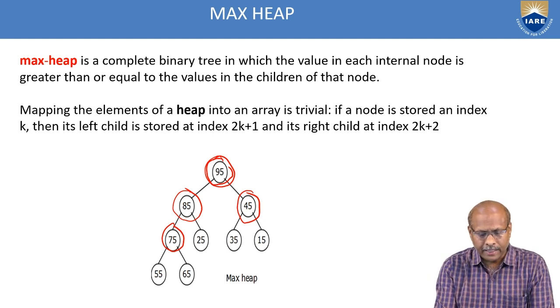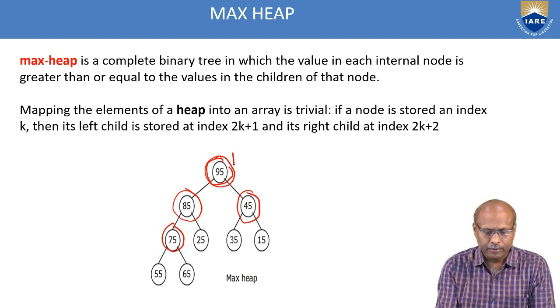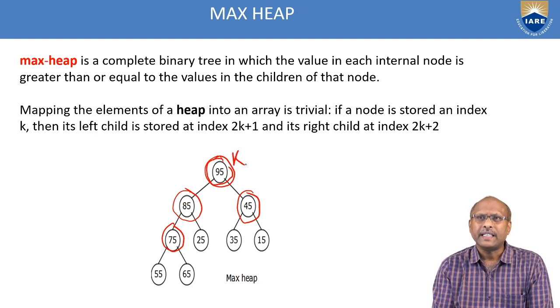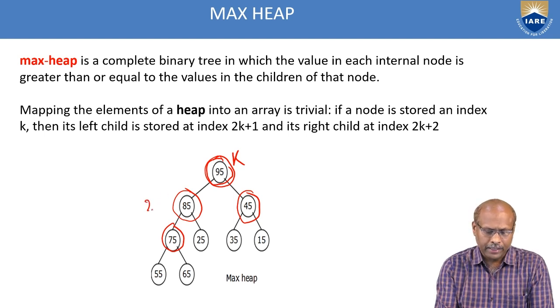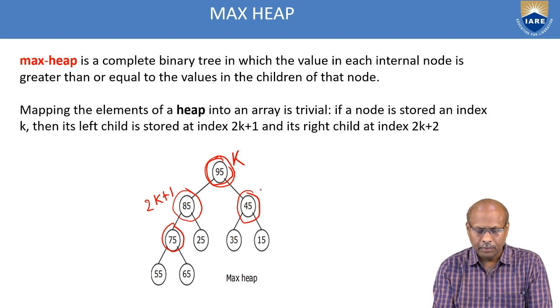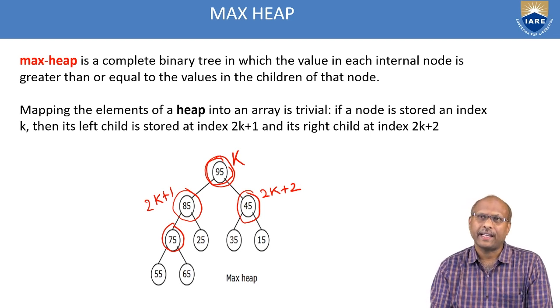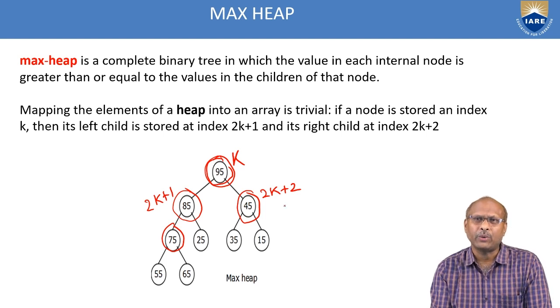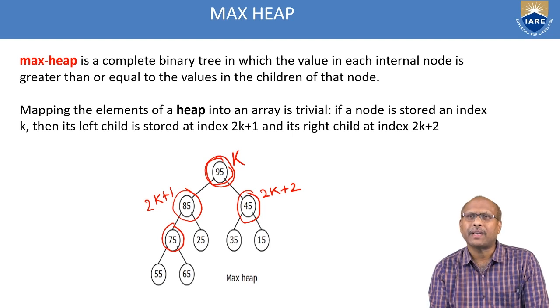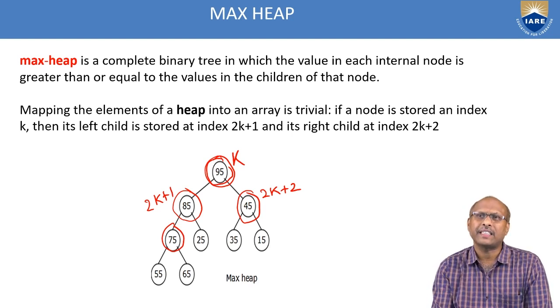Remember, if k is the index of the parent node, then its left child will be available at 2k plus 1 and the right child will be available at 2k plus 2, because the heap can be mapped to an array. So my k is what? Index of the parent node. If k is the index of the parent node, then 2k plus 1 will be the index of the left child and 2k plus 2 is the index of the right child, provided we assume the starting index of the array is 1. In that case it is suitable.